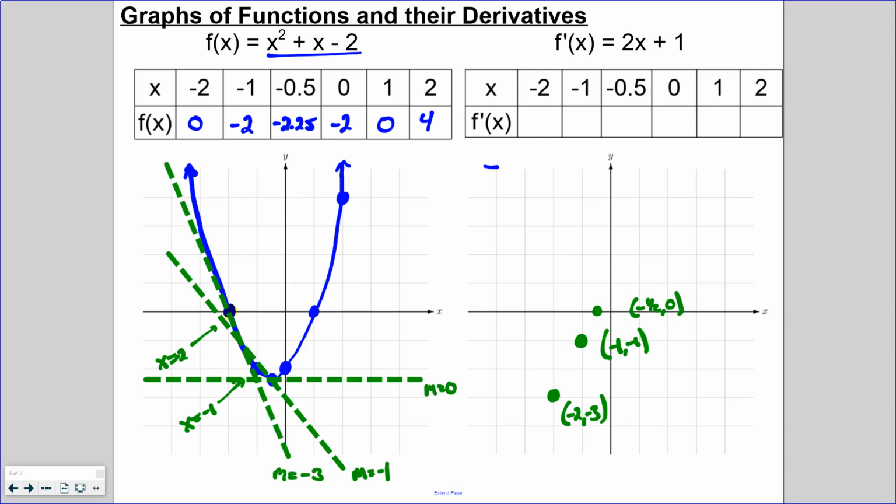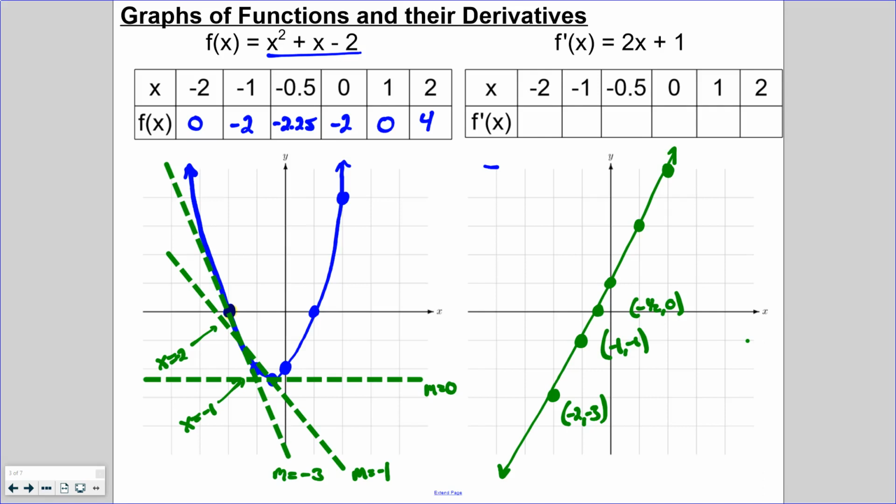Then we can continue drawing tangent lines, but for the sake of time, I'm just going to come in and plot the points. So when x equals 0, the slope is going to be 1. When x equals 1, the slope is going to be 3. And then when x equals 2, the slope is going to be 5. And if we connect the dots here, we can see that we're going to get a linear line.